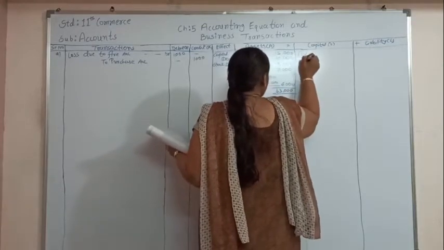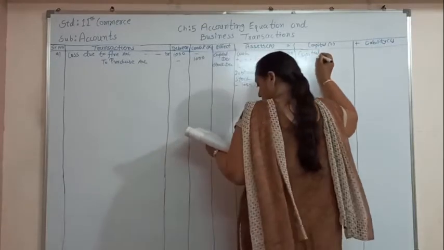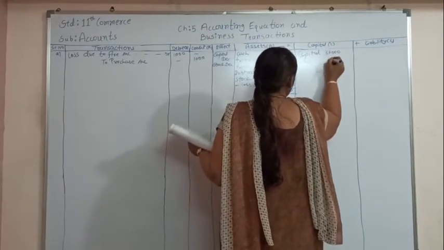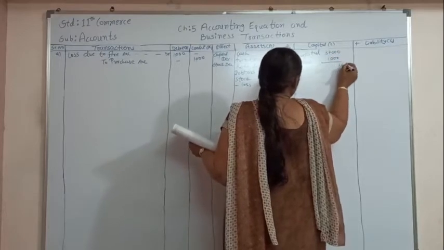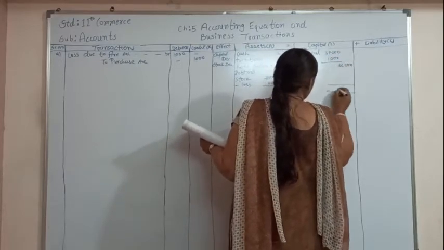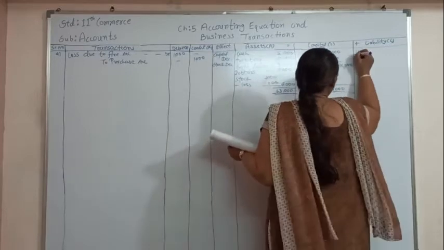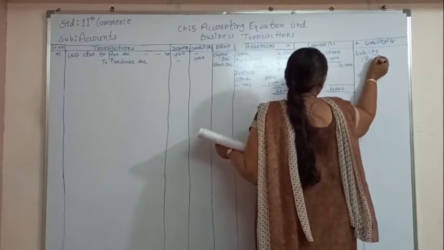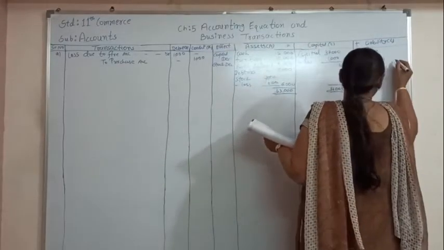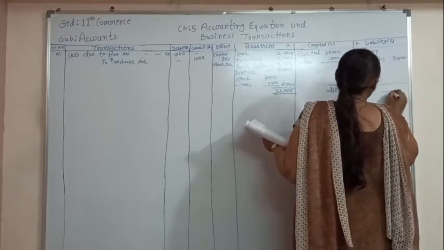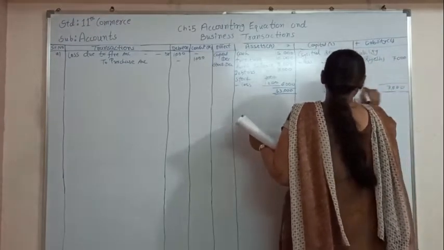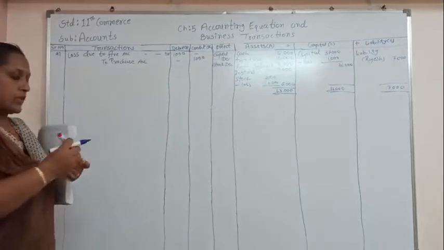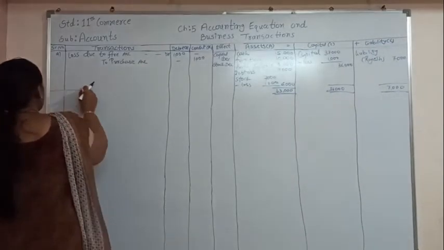Here capital was of 37 minus loss 1,000. So it will be 36. And liability of Rajesh is going to be 7,000. So total will be 7,000. So 36 plus 7 is equal to 43. So that is going to be 43. And now let's see the next transaction.